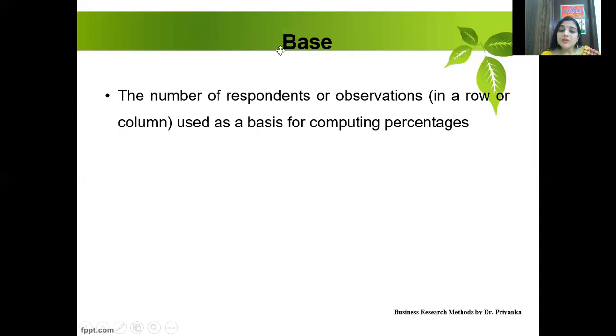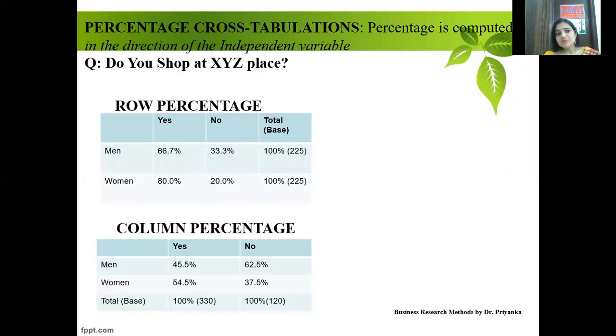Base is the number of respondents or observations in a row or column used as a basis for computing percentages. Like in this previous example, we have assumed total percentage. In case of percentage, total is always 100, right? Here 225 total people are there, and out of that some of them are men and some are women, right? So 225 is base value here.